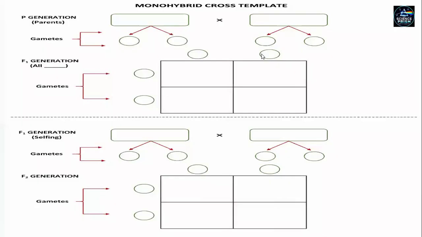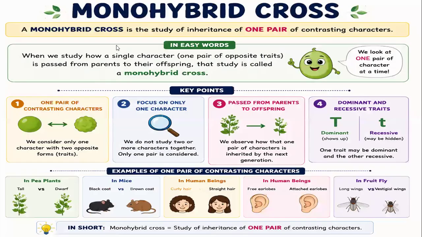All right. So when we talk about only one pair of contrasting characters, now what is the meaning of contrasting? The word contrast refers to the opposite traits. The opposite traits which are passed from parents to their offsprings, that study is called basically a monohybrid cross. Now, in monohybrid cross, we look at one pair of characters at a time.